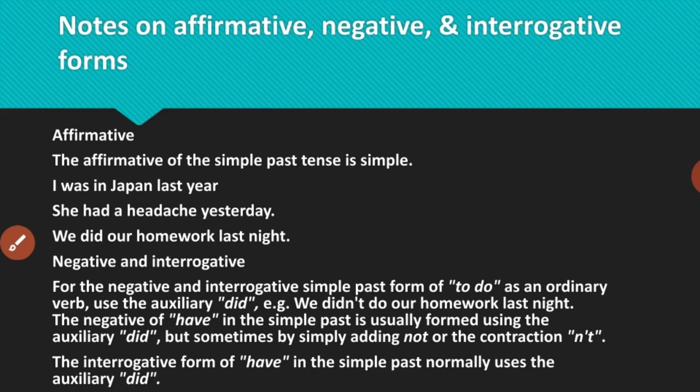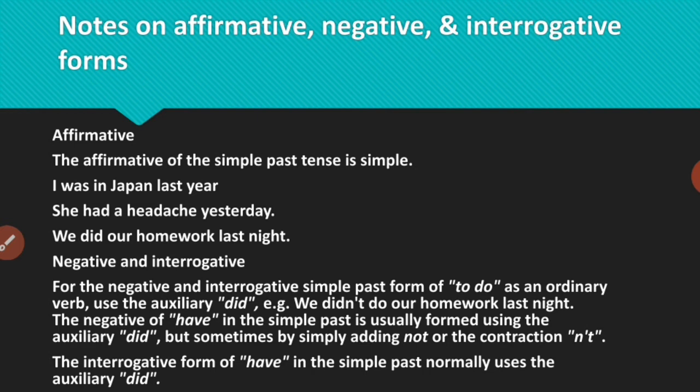Notes on affirmative, negative and interrogative forms. Affirmative. The affirmative of simple past tense is very simple. I was in Japan last year. Here you can say was is not a helping verb, but it is the second form of be. She had a headache yesterday. Yes, yesterday, last year. We have just studied these two words.